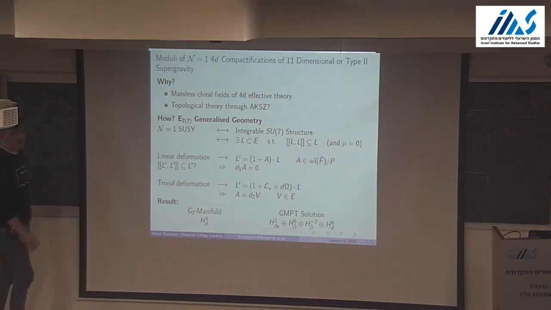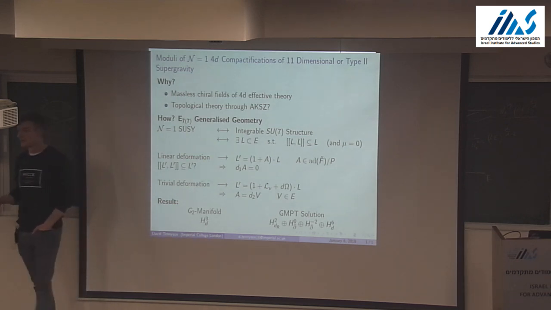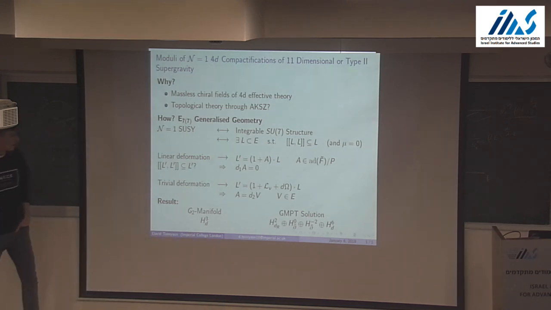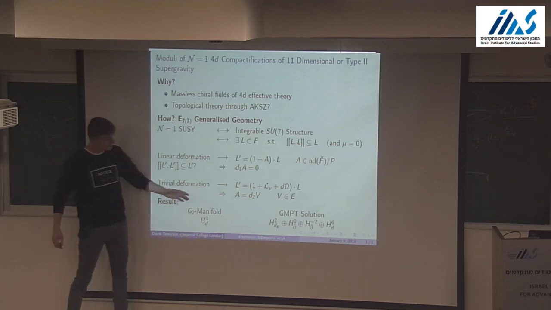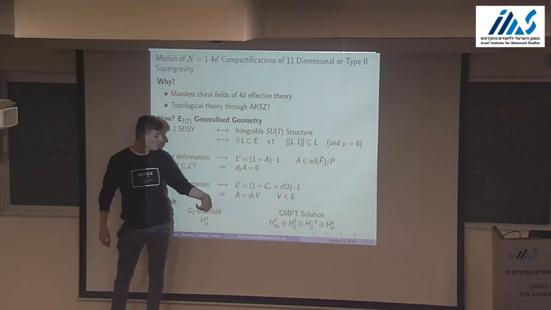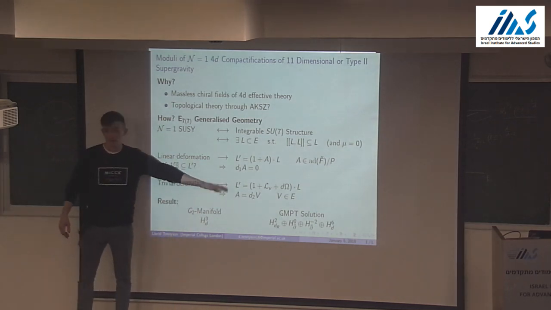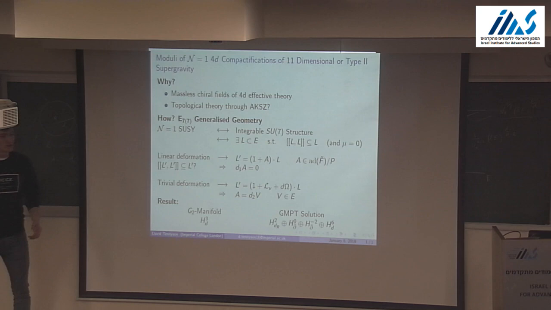But we also have trivial deformations, and these are generated by diffeomorphisms and gauge transformations of your supergravity theory. Again, if you work through the algebra, we find that trivial deformations are just given by some other differential acting on a generalized vector. So A is d2 of V. So we want to classify all closed A up to exact A, and this is precisely a problem in cohomology.